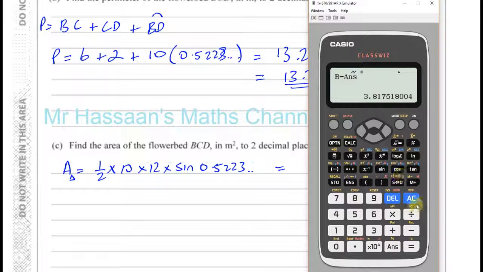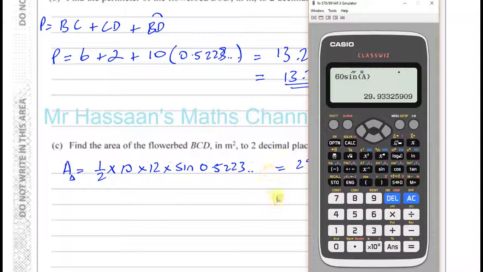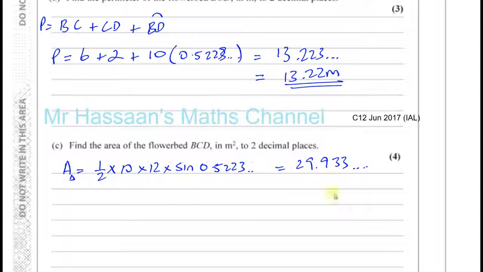So now a half times 10 times 12, that's going to be 60, times the sine of, I've already stored it under A. So 60 times the sine of A gives us 29.933. In case we lose it, I'm going to store this under B. Okay, so now I have that value stored for the area of the triangle.